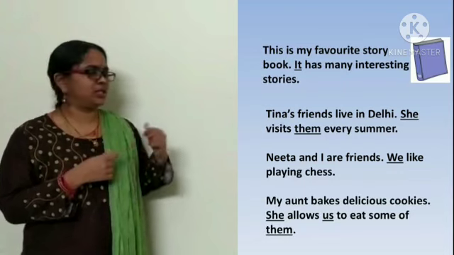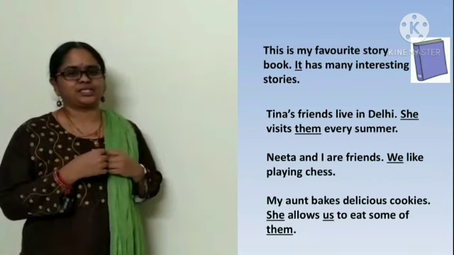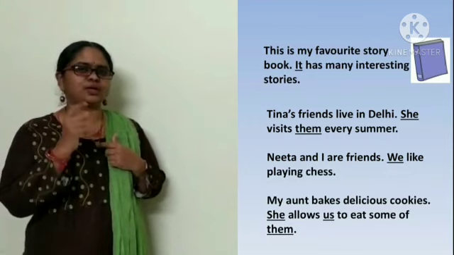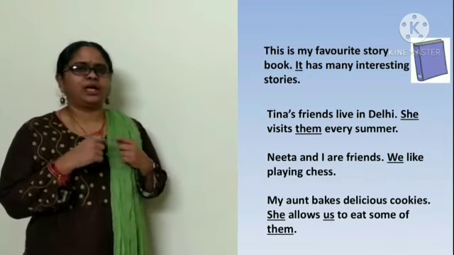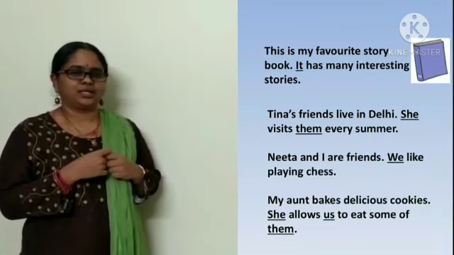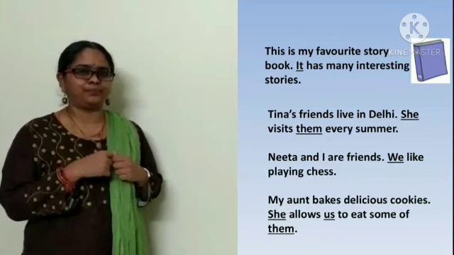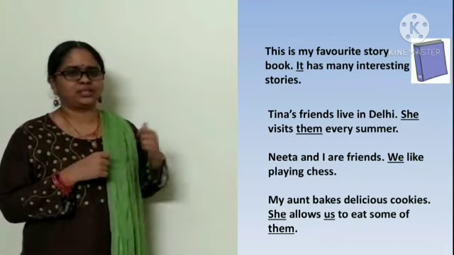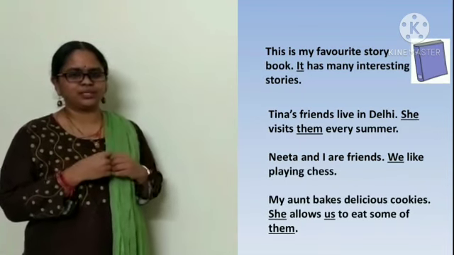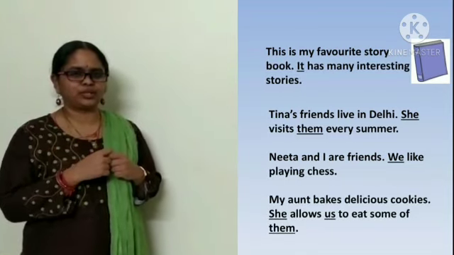And next example, you can see Neeta and I are friends. We like playing chess. So I am talking about Neeta and myself. So here the pronoun used is we. Okay. And then my aunt bakes delicious cookies. She allows us to eat some of them. So here she is my aunt. Us is talking about me and some others. And them is the cookies. So you can see the different pronouns being used, children.